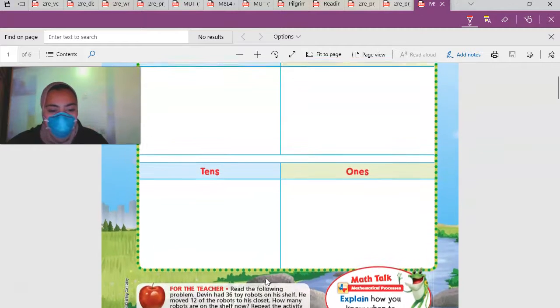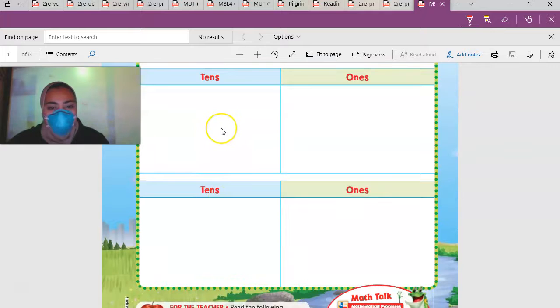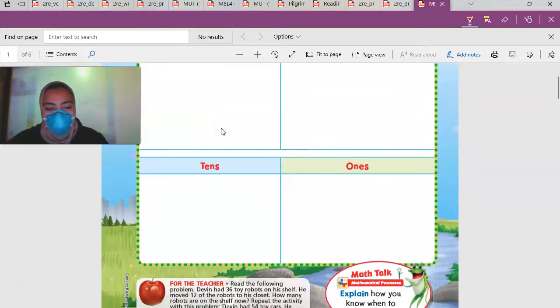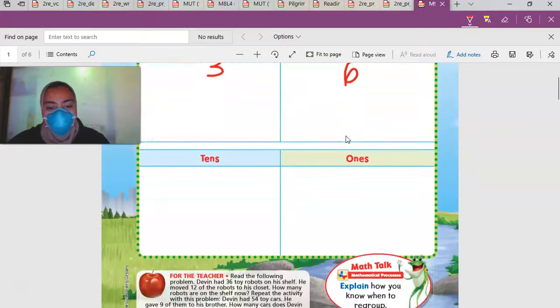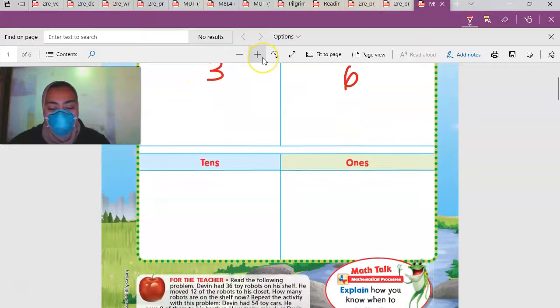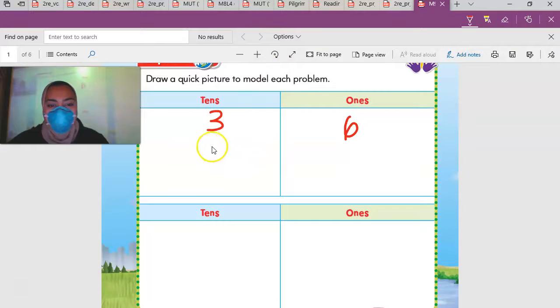He had 36 and he moved 12. So the number 36 has how many tens? Three tens and how many ones? Six. Okay. He moved 12 of them. That means how many tens are in 12? 1. How many ones are in 12? So make sure you put the ones in the ones place and the tens in the tens place. This is the same as the elevator escalator we've been doing.